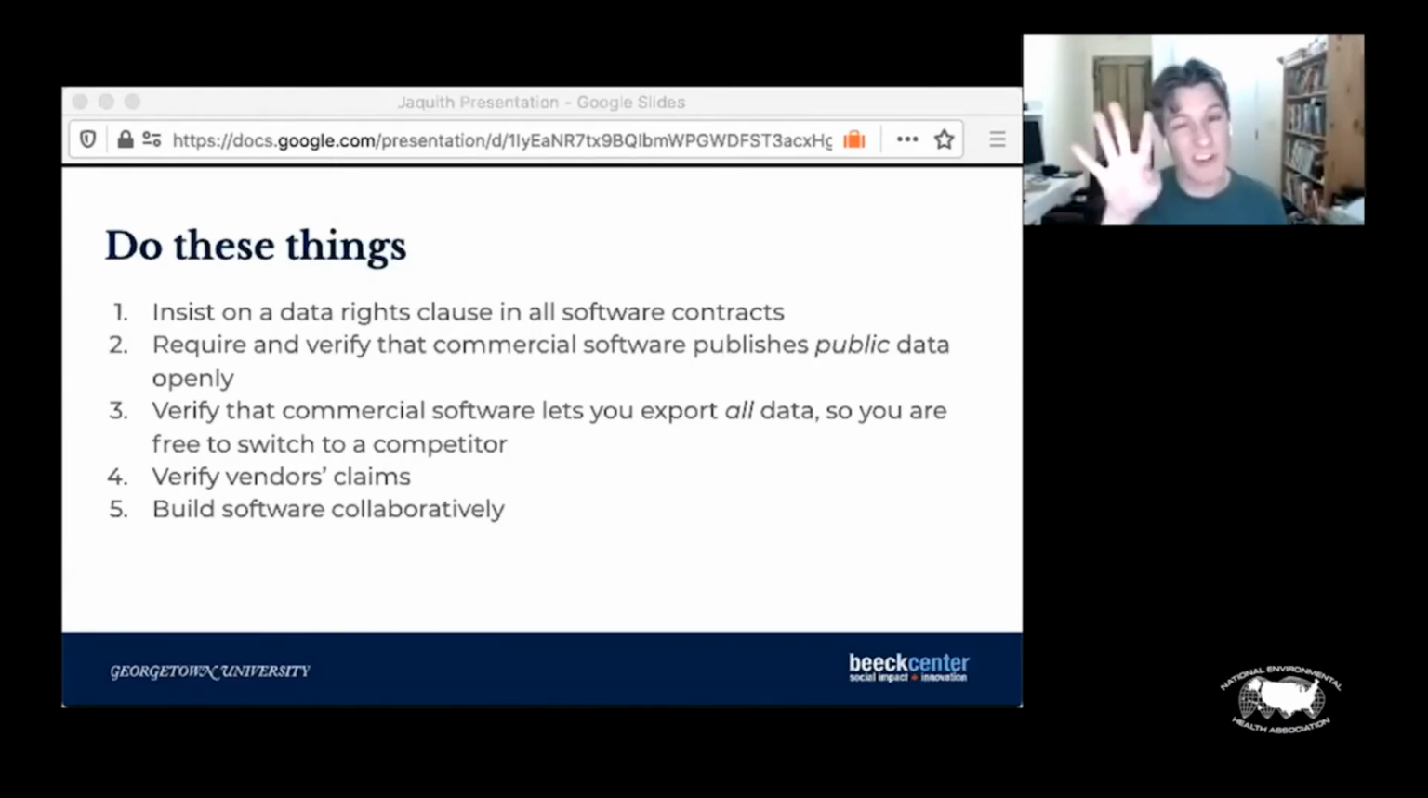Number four, I want you to verify vendors' claims. It's not enough for them to say, oh yeah, our software does that. You've got to check, try it out, ask for a demo. And then fifth thing, build your software collaboratively. If you have built software and you already have it and you're thinking, geez, our software's not so good anymore. Yeah, you've got to maintain it. And the reason it's too much work to maintain is probably because you're trying to do it yourself. So team up, work together, protect your data. It's your most important asset.